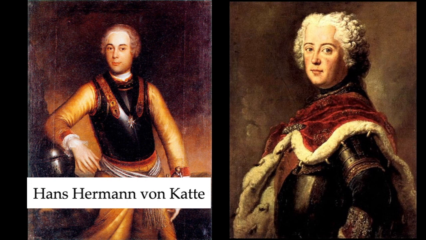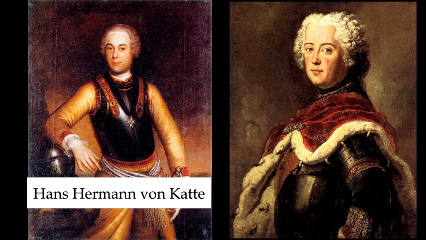So for the guards, or at least for one of the guards, it was in their best interest to turn him in. So the carriage doesn't make it very far. Hans Hermann von Katte and Prince Frederick, they're busted. This happens in the year 1730, 10 years before Frederick becomes king. The Soldier King is livid, he's furious, and he wants to do something to completely break his son's spirit and force him to toughen up.